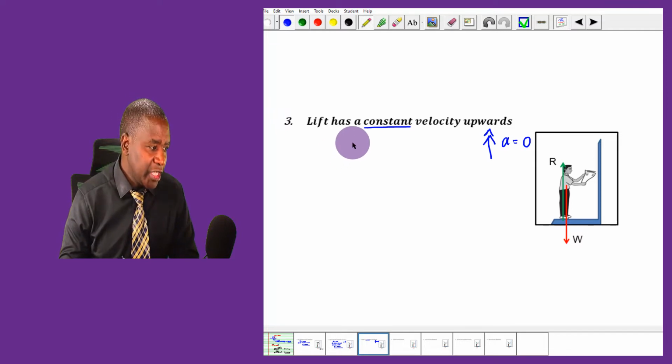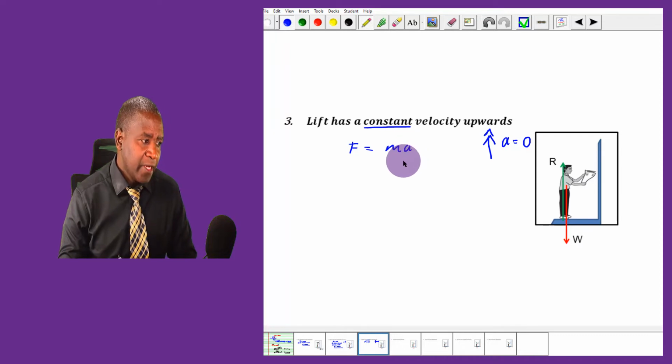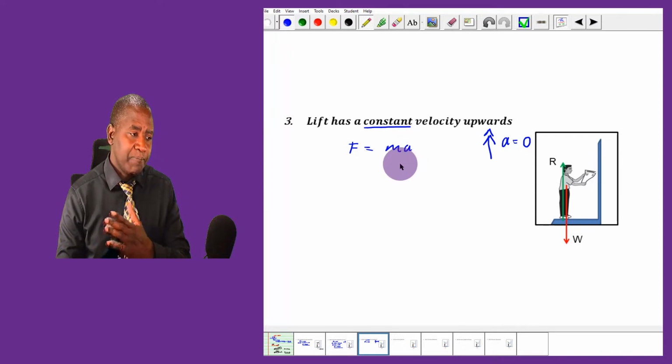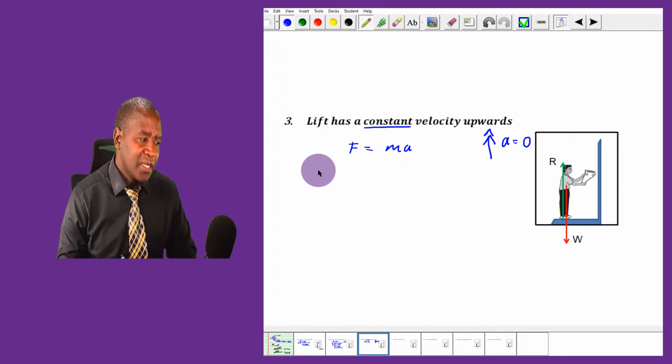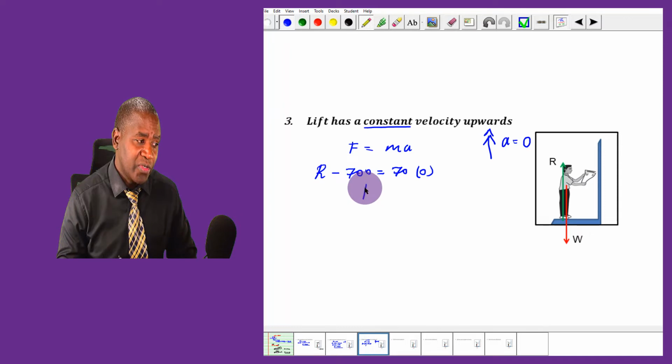If the acceleration is 0 and we are using this equation F equals ma, this time it does not matter whether we do W minus R or R minus W, but since it is moving upwards, let me just use the same convention. Assume the upward force R is greater than the downward force, which is the weight, 700 newtons, so R minus 700 equals 70 times 0. And here you're going to see that the value of R will be 700 newtons.